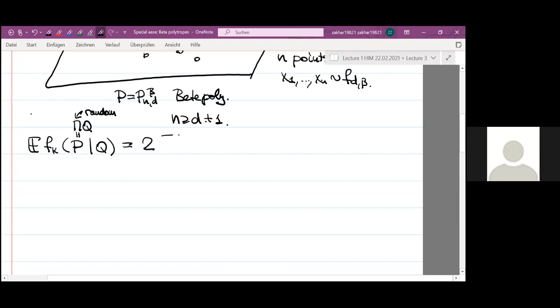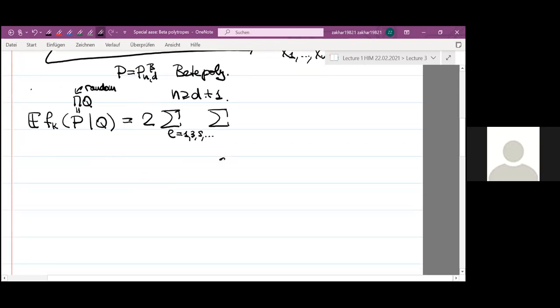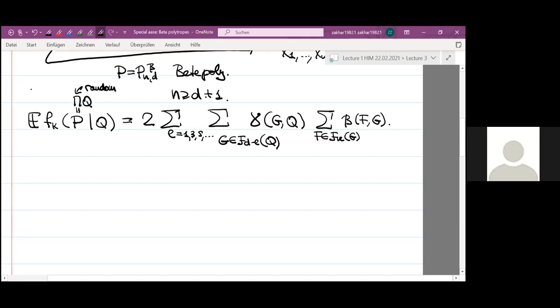And it tells us that we have to take 2 times the sum over all l from 1, 3, 5, and so on. We have to take the sum over all G, I interchange the summation here a little bit, from F_{d-l}(Q). And then we have to take the external angle of G in Q and multiply it by the sum over all F in F_k(G), and take here the internal angle of F inside G. So we have to take such a sum. It's just the same formula with sums interchanged.